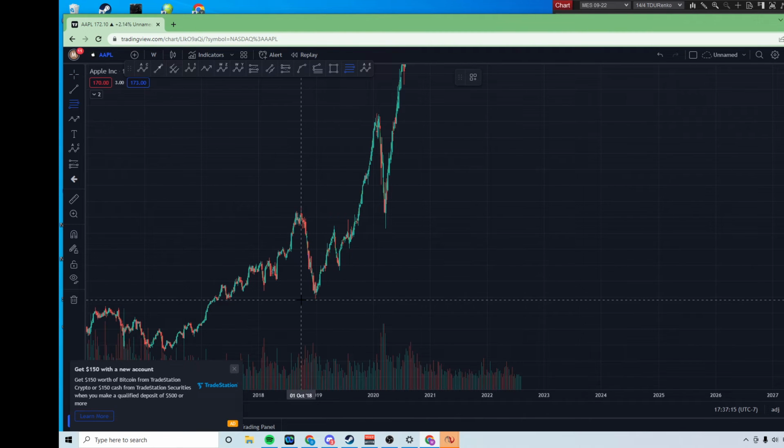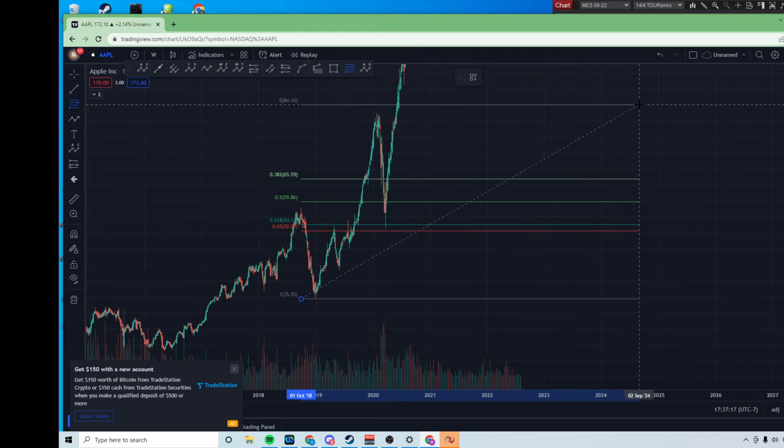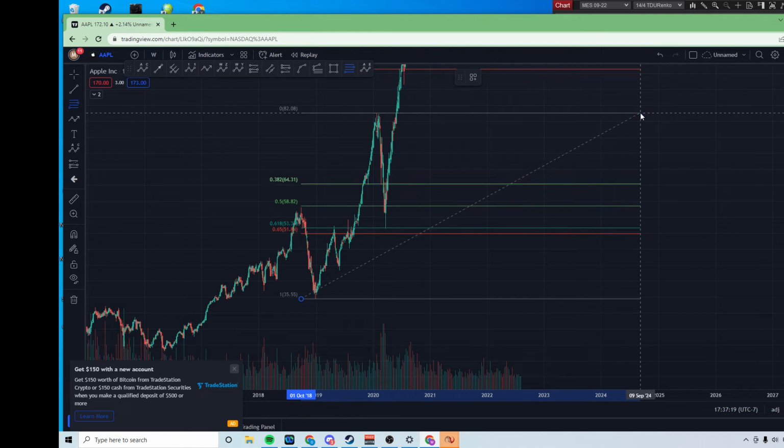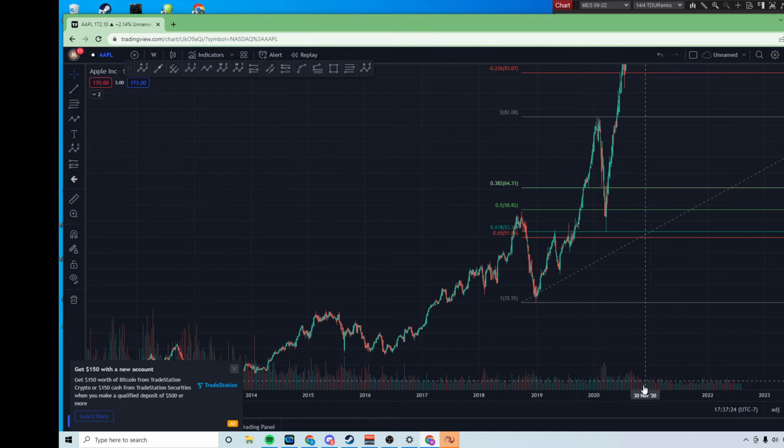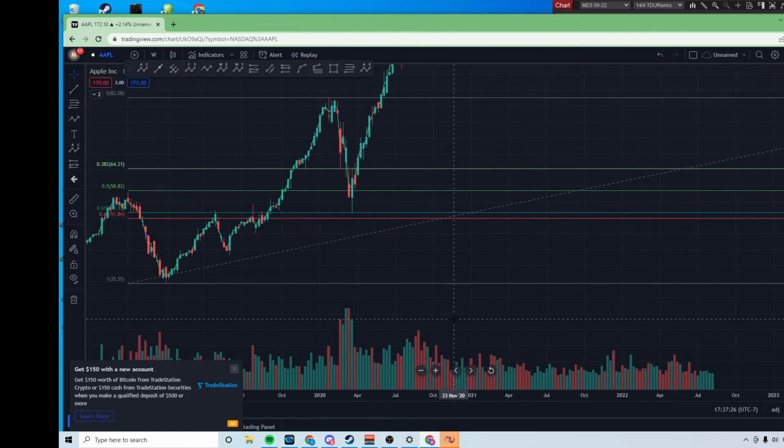And if you just measure from this low to the high, the larger degree, you have a perfect touch right there on the 618. I mean, you just can't make this up. I mean, it is what it is.